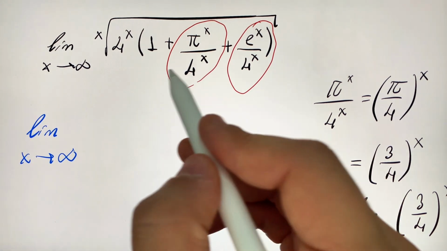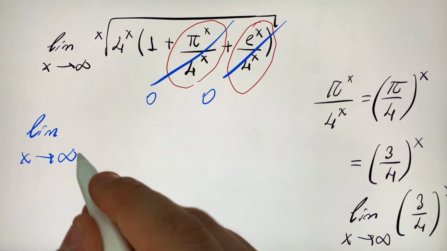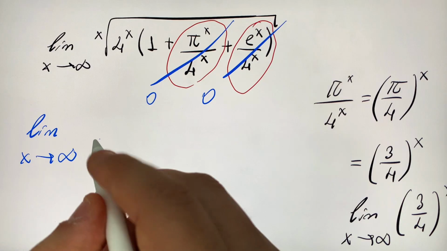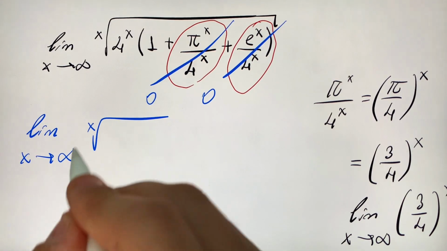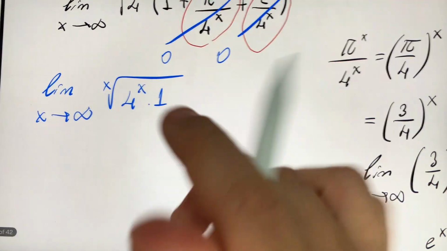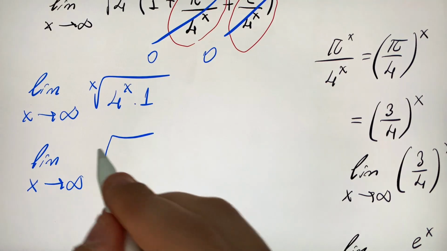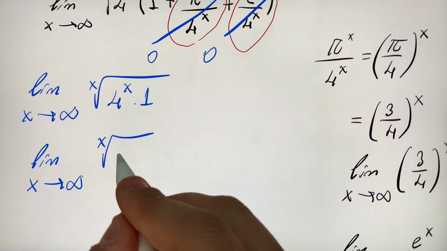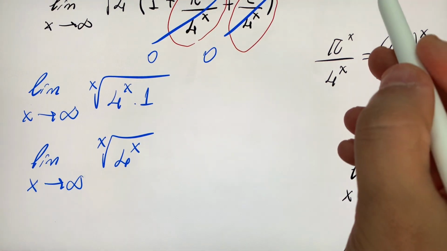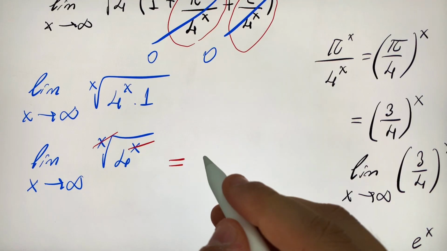Now if we write these instead in our main question, the limit as x goes to infinity: of course, what happened, guys? This went to 0 automatically, and that went to 0 too. What will be left when all of this is gone? The x-th root of 4 to the x, times 1. Continuing this expression, the limit as x goes to infinity of the x-th root of 4 to the x. Look, I can simplify automatically. In this case, my answer is 4.